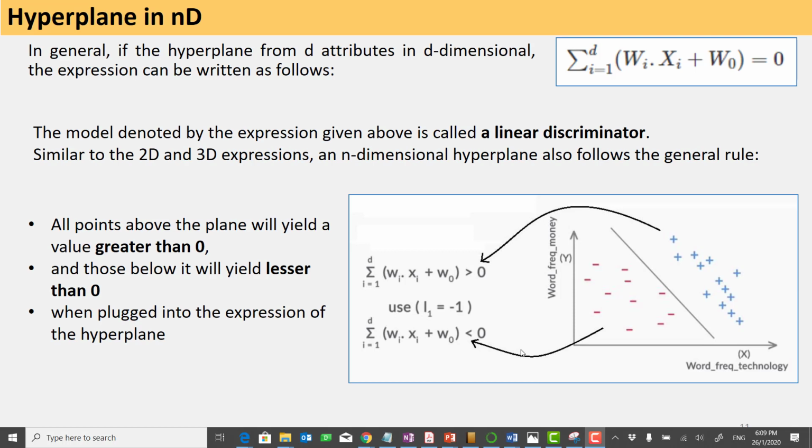In that situation, we take all those values and sum them up. You can see the formula here: the sum of i values from 1 to d, and we use the same expression, wi times xi plus w0 is equal to 0. The idea here also remains the same: for those values falling on the positive side, the sum should be greater than 0, on the hyperplane it is 0, and the negative side will always be less than 0. So that's how the hyperplane in ND works.